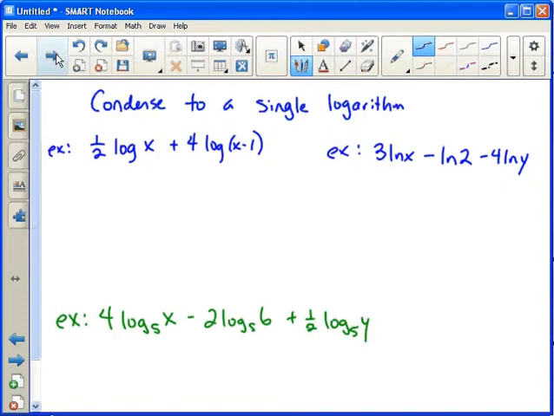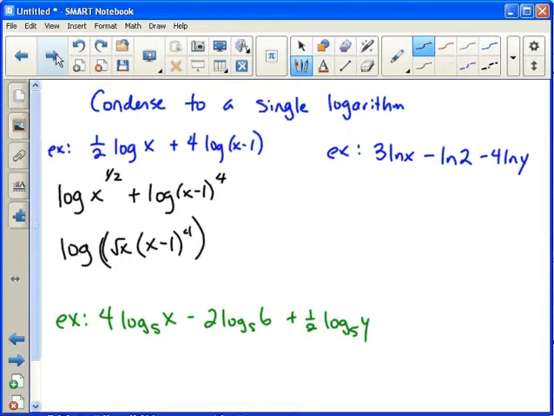So my first step I would do is rewrite this as log of x raised to the 1/2 plus log of x minus 1 raised to the 4th. So I'm doing things in reverse order this time, because I'm trying to basically go in the reverse as I'm condensing instead of expanding. So I take all the coefficients I have and move them up as exponents. And then I can do all the division and multiplication part. I change my addition to multiplication, my subtraction to division. So I get log of x to the 1/2, or square root of x, times x minus 1 to the 4th.